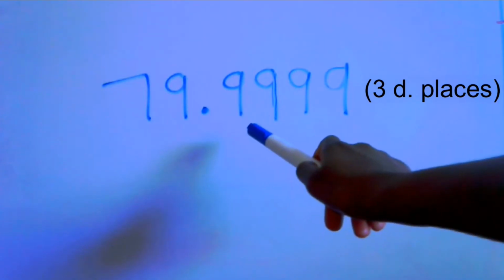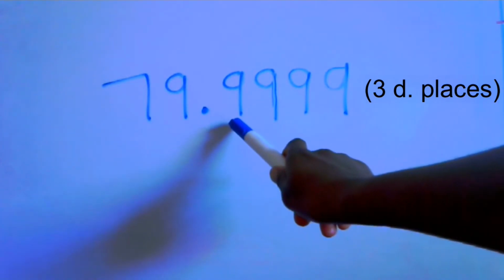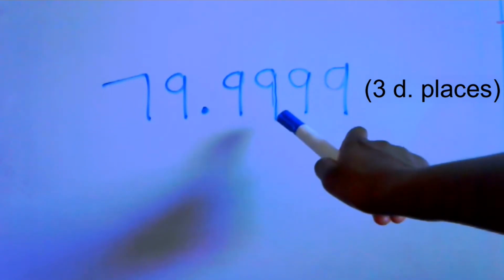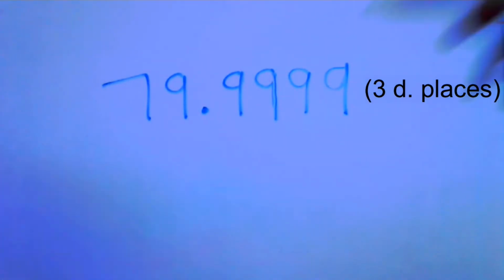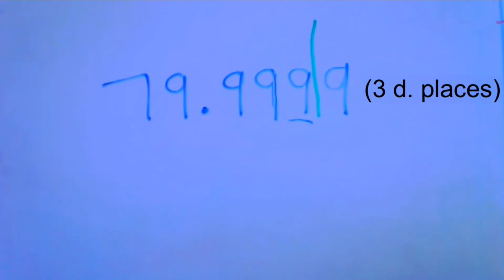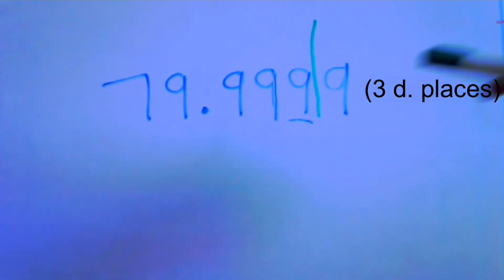Okay, let's round off 79.9999 to 3 decimal places. We count the decimal places after the comma. They are 1, 2, 3. So we are looking at that 9, and our cutoff point is there. We put our block there, and then we look at the 9.